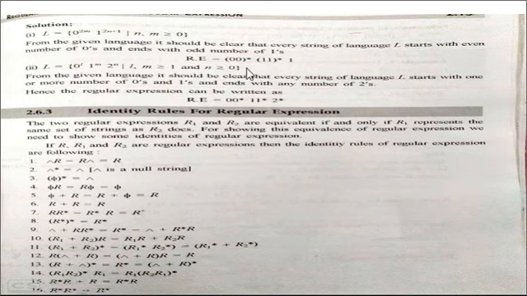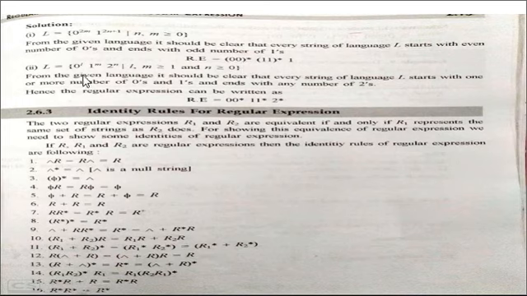So r equal to (00)closure 1 (11)closure 1. So this will be like this. Okay, even and odd.